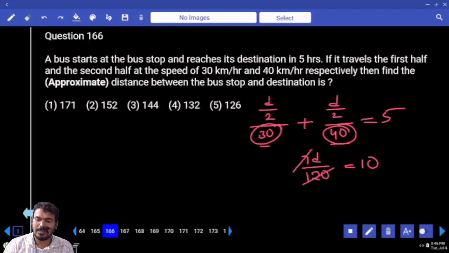7 almost how many times? 17 times. Then the answer is 17 into 10, nearby 170. What is the approximate value? 171.